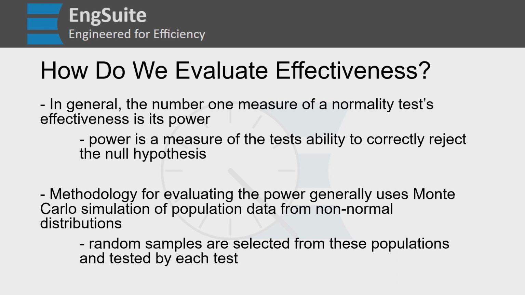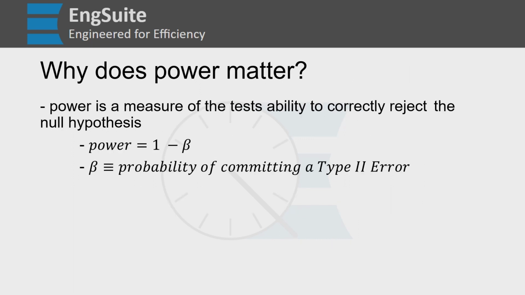And at each sample size, you do thousands of tests, whether that's 10,000 different samples of that sample size. And then we figure out, okay, so we know we fed non-normal data. How many of those times at that sample size did the test correctly reject the null hypothesis? And then we divide it by the total number of trials. And that gives us a percentage, and that percentage is the power, okay?